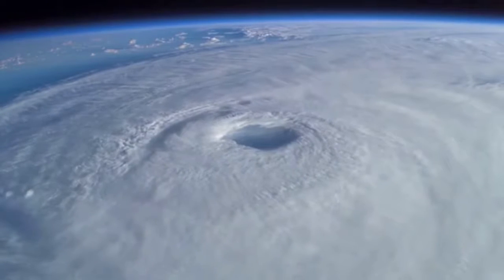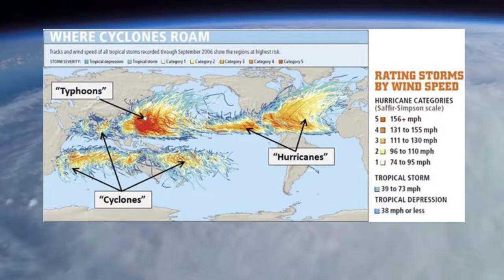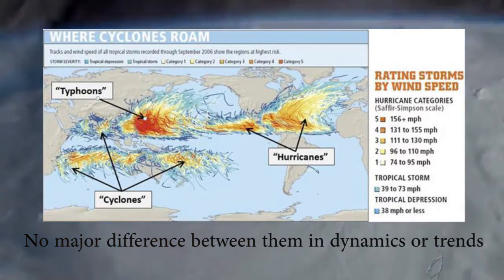In this top view, you can see the swirling energy around the eye of the storm. Hurricanes occur in the South Atlantic Ocean, with typhoons occurring in the western part of the Pacific Ocean, cyclones below them.